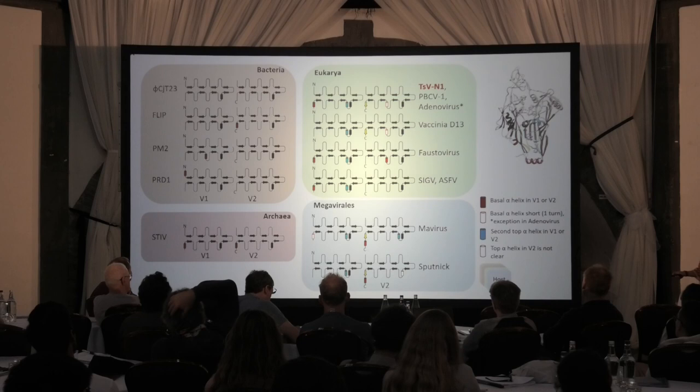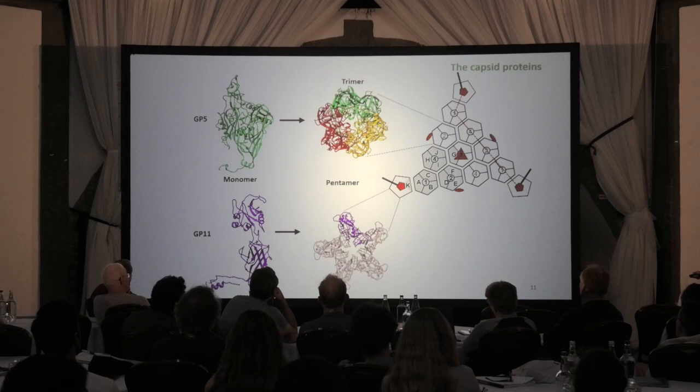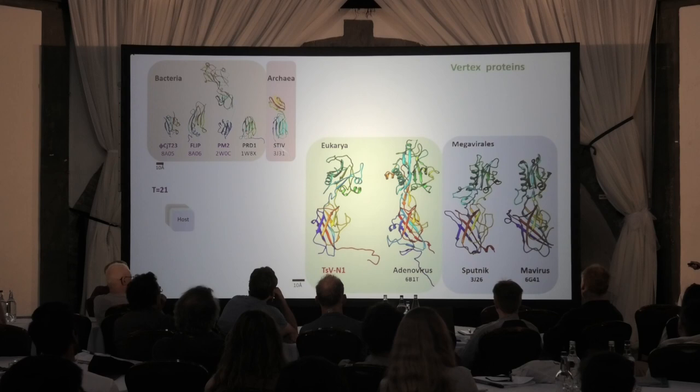Okay, we trace the major capsid protein, this is the GP5, and also we trace the vertex protein GP11. If we compare GP11 with other members of this lineage, you can see that it's very similar to adenovirus, Sputnik, and Mavirus. It's completely different in bacteria and archaea, where they often contain a single jelly roll in this area.